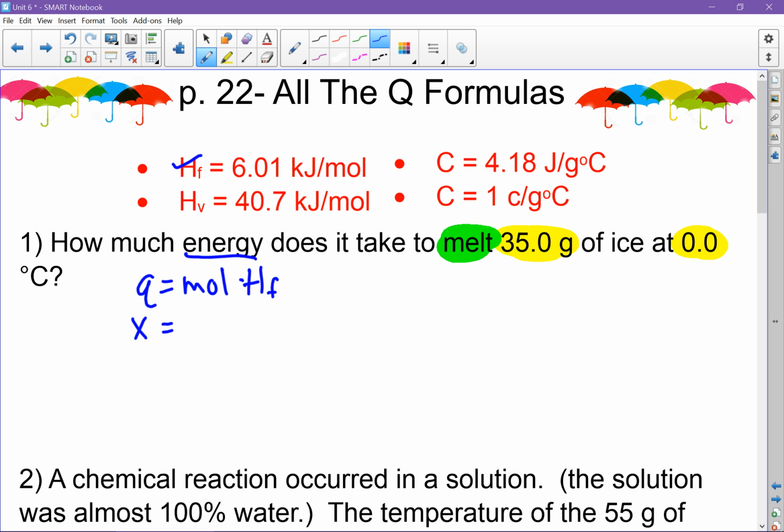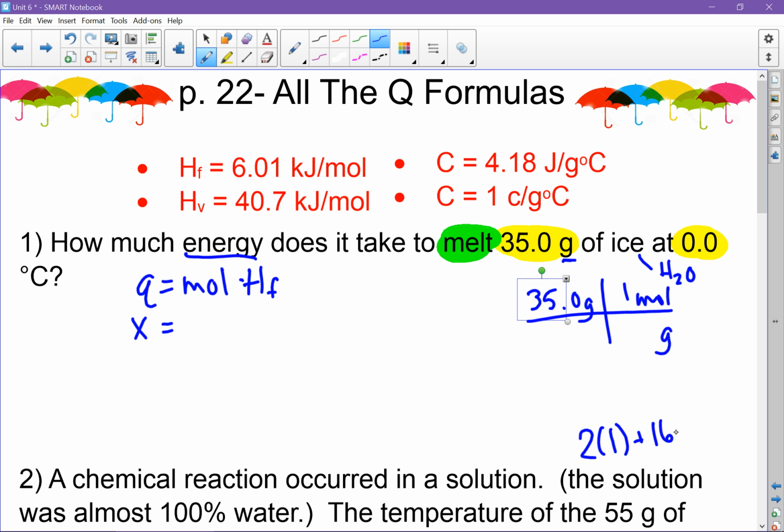X goes there. They don't give me a mole number. Instead, they give me a gram number. So we're going to do a quick fence and turn our grams into moles. Ice is still water, so it's still H2O. We're going to find the mass of that. There are two hydrogens. They weigh 1 apiece. Oxygen is 16. When you add all that up, your mass is 18 grams. So if I do this in my calculator, it says 1.944444, 3 sig figs. Right here, this equals 1.94 moles.